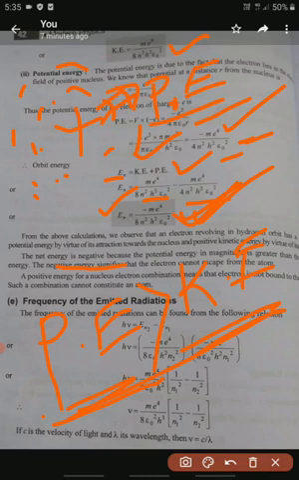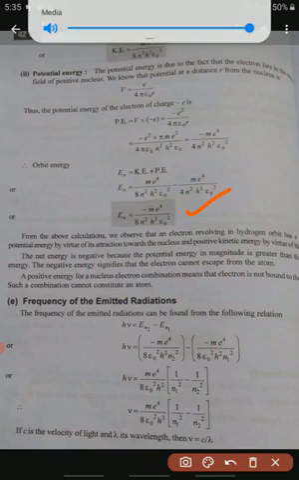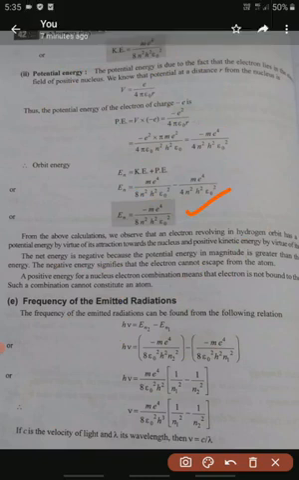Okay, so this is the meaning of the negative sign. So this is the total energy formula, and the frequency of the emitted radiations.